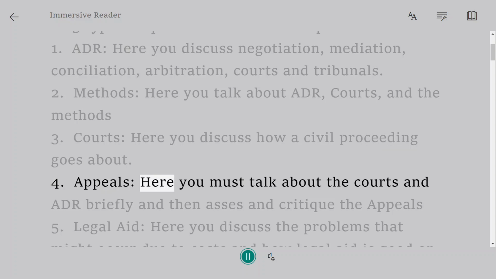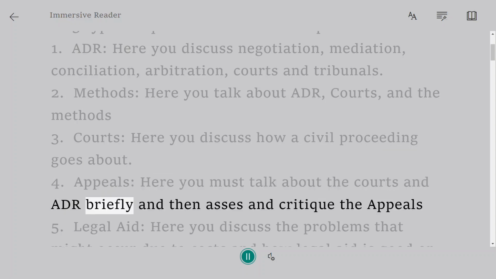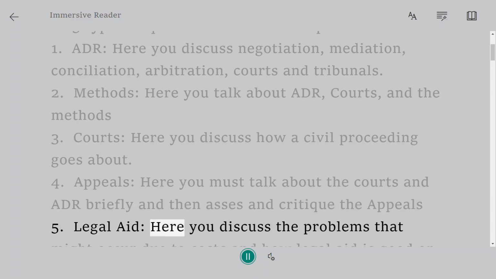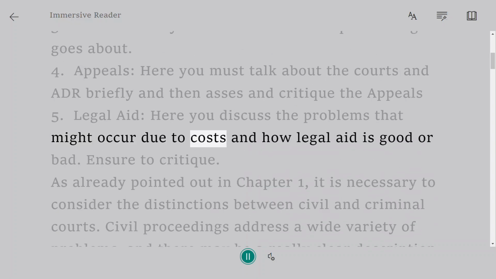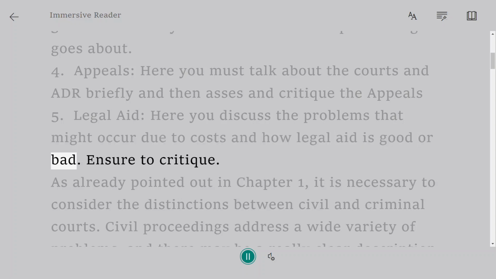4. Appeals, here you must talk about the courts and ADR briefly and then assess and critique the appeals. 5. Legal aid, here you discuss the problems that might occur due to costs and how legal aid is good or bad. Ensure to critique.